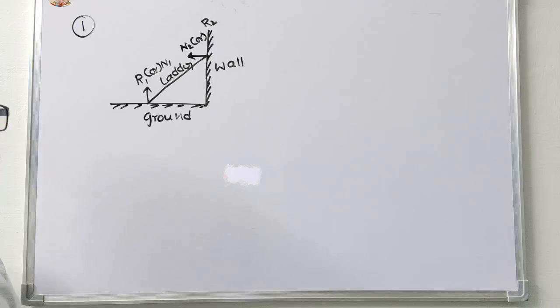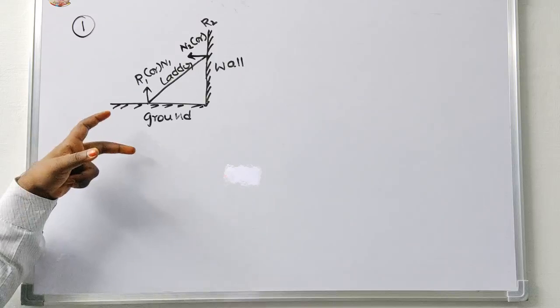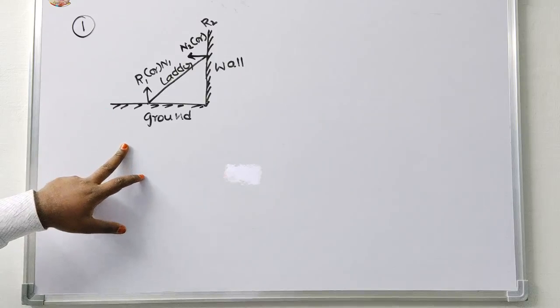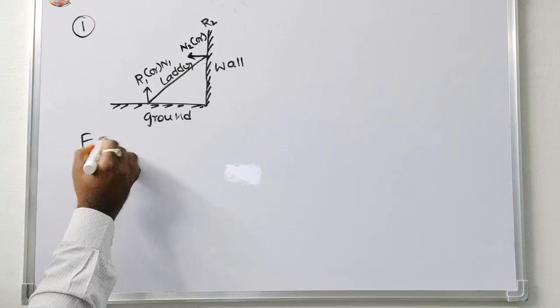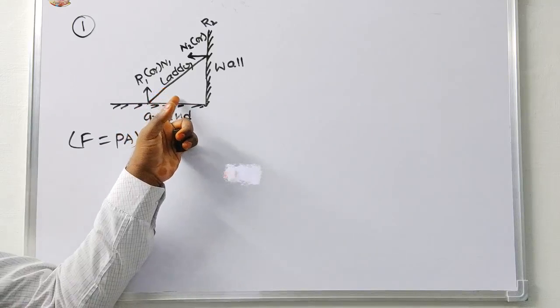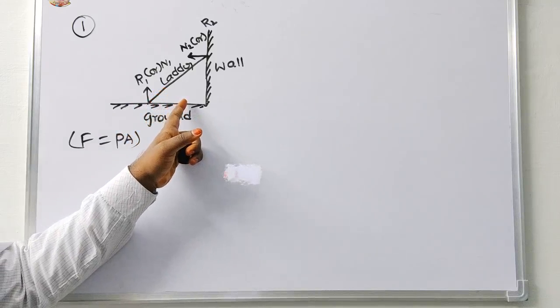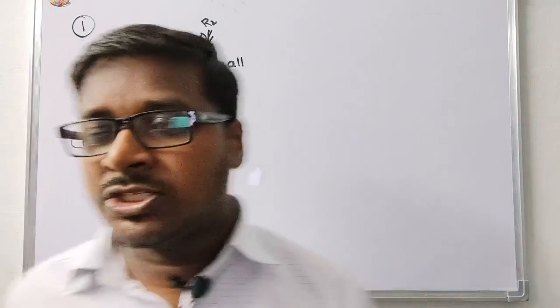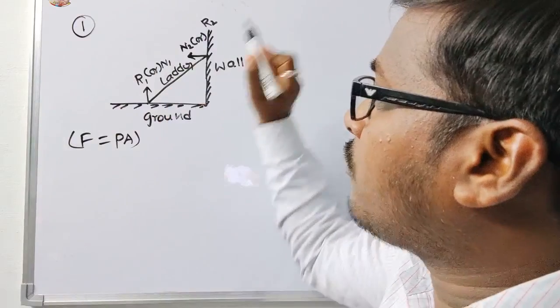Two types of normal reactions are applicable here. The normal reaction is perpendicular to the common tangent direction and always acts towards the body. It is just like a pressure force: F is equal to PA, force is equal to pressure into area, which is also perpendicular to the surface and acts towards it. For example, the normal reaction on the ladder from the ground is R1 or N1.